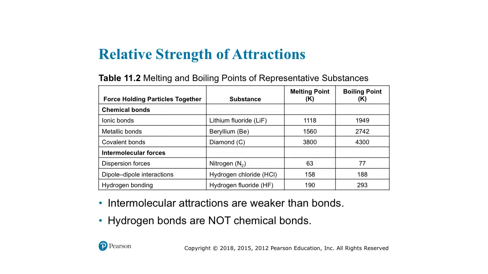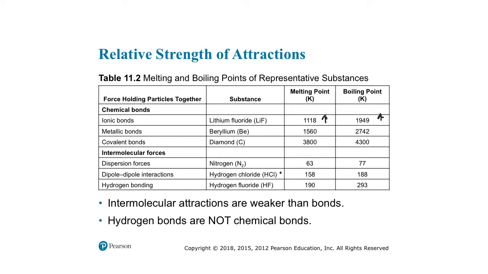So, relative strengths of attraction by different types of bonding. Let's take a look at these. Ionic bonds have relatively high melting points and relatively high boiling points. They have strong ionic interactions that our molecular compounds just don't have. Things like HF or HCl don't have the full plus-minus attraction that ionic bonds have.